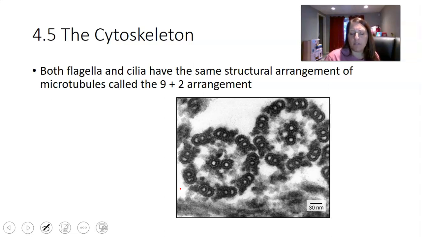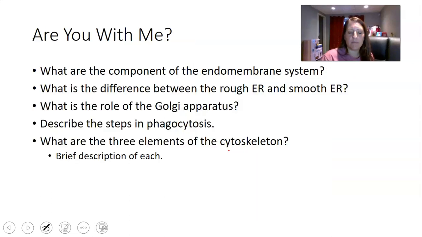This is showing the inside of a flagellum or cilium, and in either case, we find the same thing. We find a ring of microtubules. In this ring, there would be 9 doublets, so 9 structures of 2 microtubules. And then in the center, we find a single doublet, so 2 microtubules. Whether we're looking at cilia or flagella, we find the same structural arrangement. It's pretty neat.